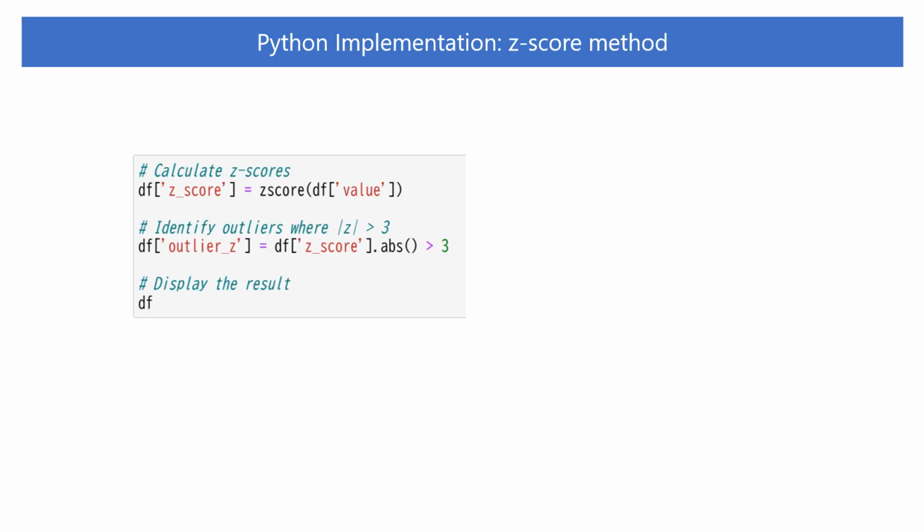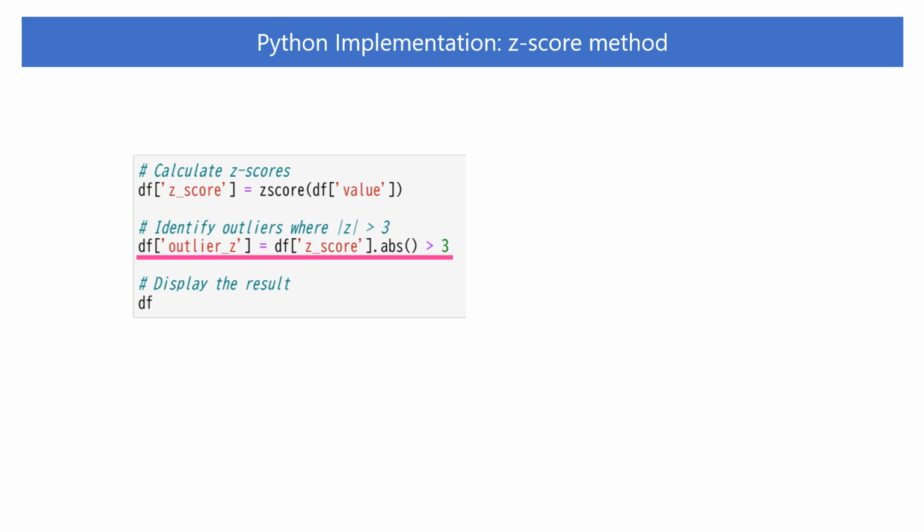First, let's detect outliers using the z-score method. To calculate the z-score for each observation, we select the relevant column and apply the z-score function. The focal variable is named value. Let's store the z-scores in a new column named z-score.